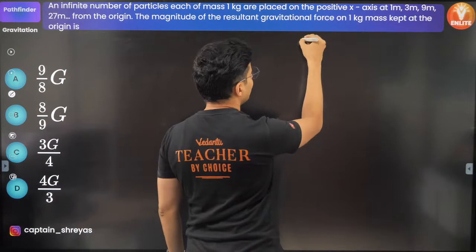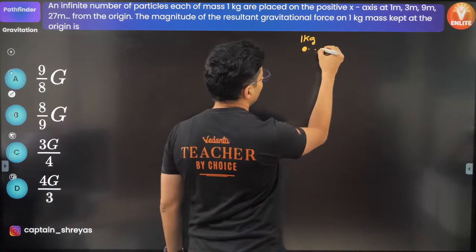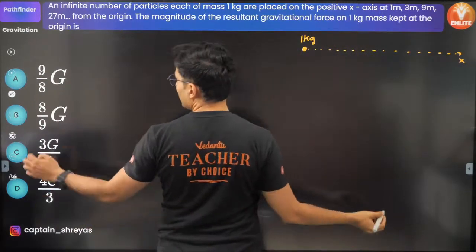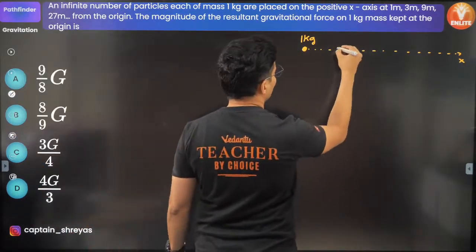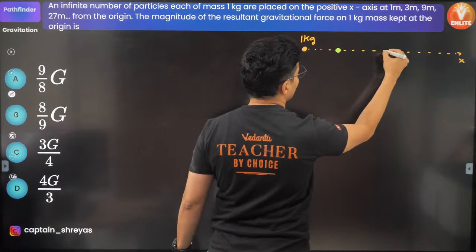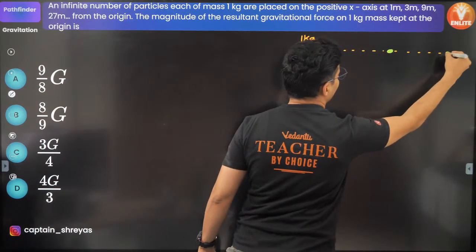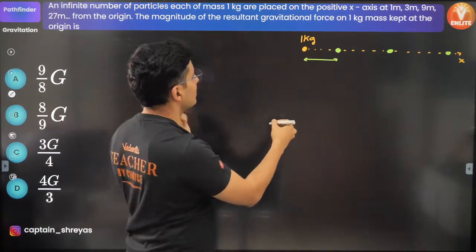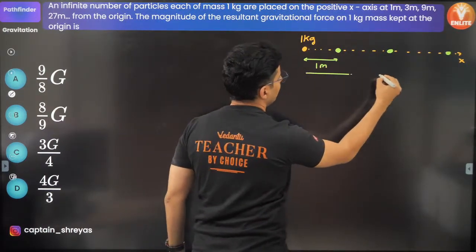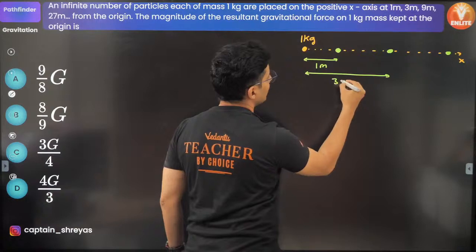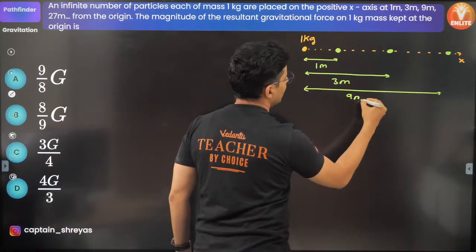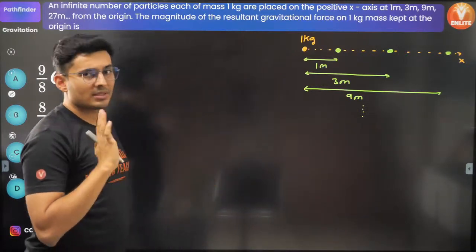So this is my 1 kg mass which is placed over here, and then this is your x-axis of course, and then you have other masses. So more 1 kg masses, but they are placed at different distances. Like you can see, one mass is placed at a distance of 1 meter, then the next mass is placed at a distance of 3 meter, then the next mass is placed at a distance of 9 meter, and so on and so forth. This continues.